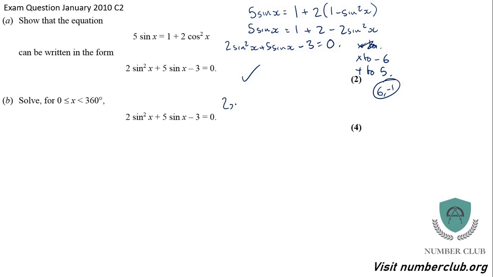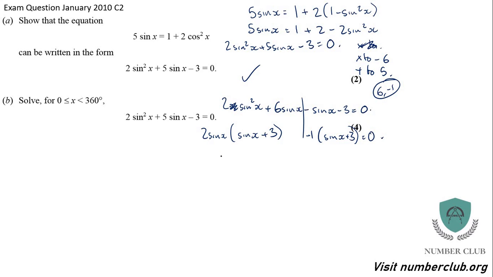So we'll have 2 sine squared x plus 6 sine x minus sine x minus 3 equals 0. We'll factorise each side. We'll get 2 sine x, lots of sine x plus 3, minus 1, lots of sine x plus 3 equals 0. And your brackets come out as 2 sine x minus 1, lots of sine x plus 3. So we'll get two cases.